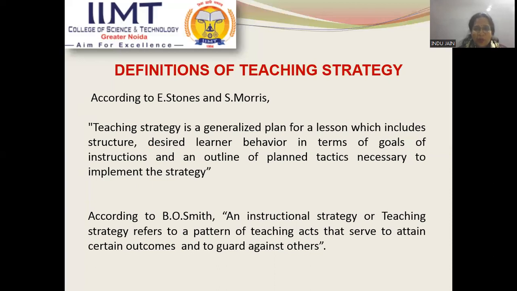According to B.O. Smith, an instruction strategy or teaching strategy refers to a pattern of teaching acts that serve to attain certain outcomes or to guard against others.